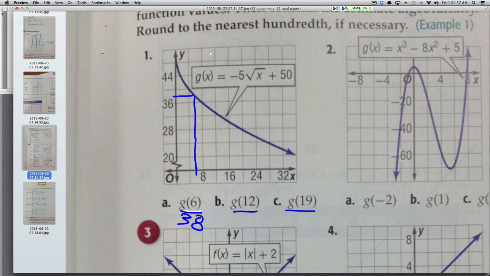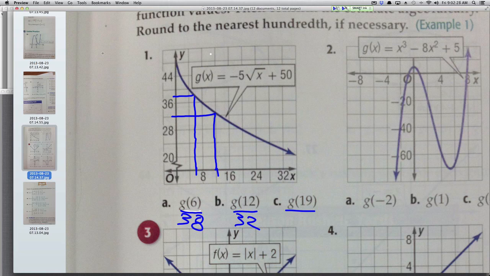Okay, now we want to find g of 12. Where is 12 on this x-axis? In between 8 and 16, so 12 is going to be right there. So we're going to go up, we're going to touch, and we're going to go over. Now, don't waste your time trying to get the exact number. Just something close is going to be fine with me. So what can we say this one is? 32. So we're going to say this is 32.